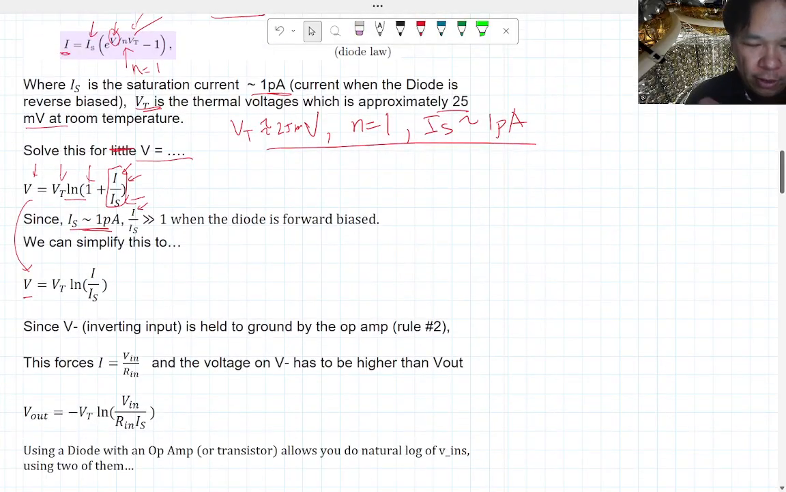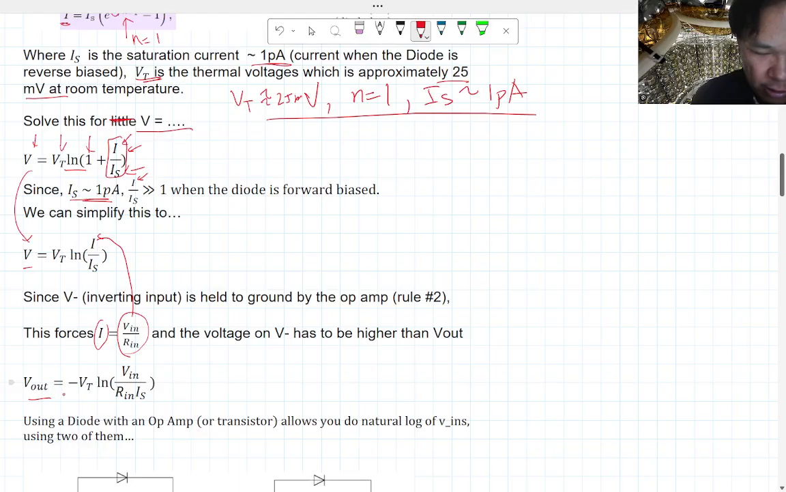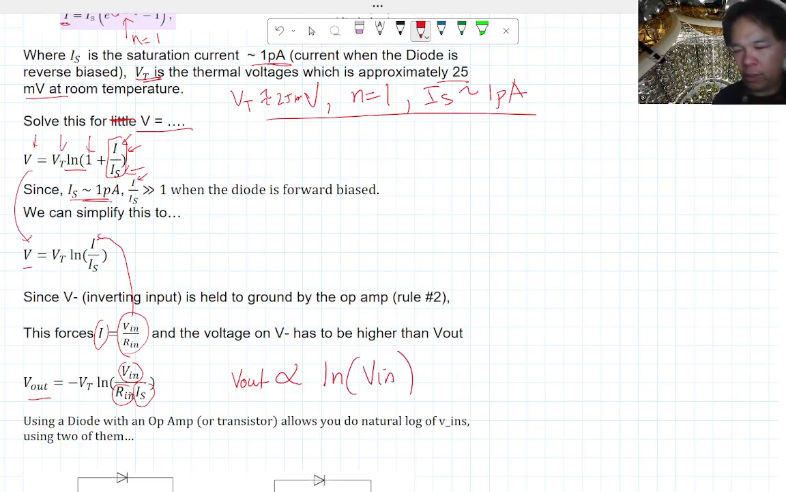Okay. So if we do that, where we force I to be Vn over Rn once again, so this I goes up here, V out is going to turn into basically negative VT, because this is just an inverting amplifier, times the natural log of Vn divided by Rn times IS, on the denominator. But the important thing is that now you have a V out that's proportional to the natural log of Vn. That's what you want.